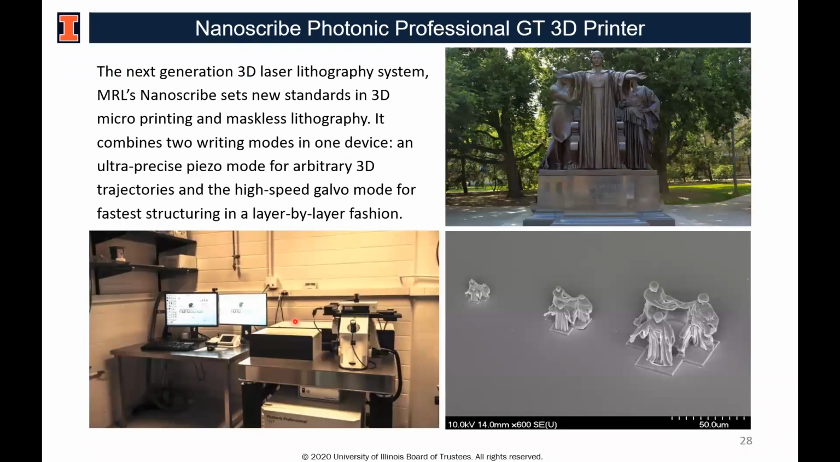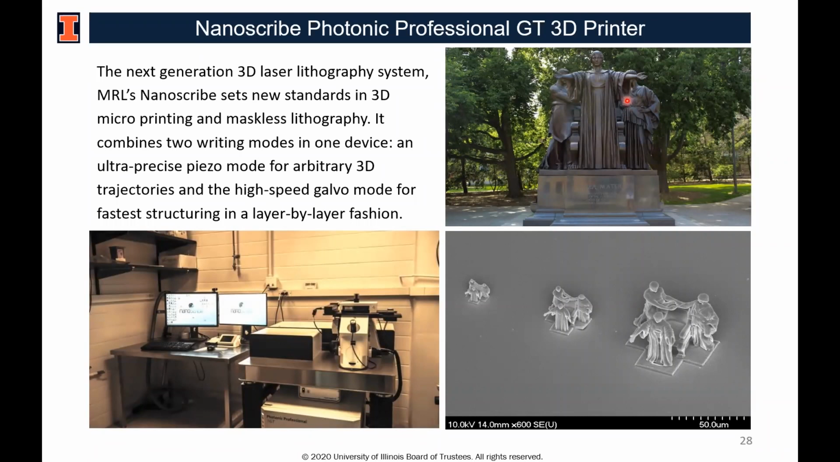Also, we have a state-of-the-art next generation 3D laser lithography system. This sets the standard in 3D printing and maskless lithography. It combines 2 writing modes, an ultra-precise piezo, and a high-speed galvo mode for fast structuring. We call this the Nanoscribe.